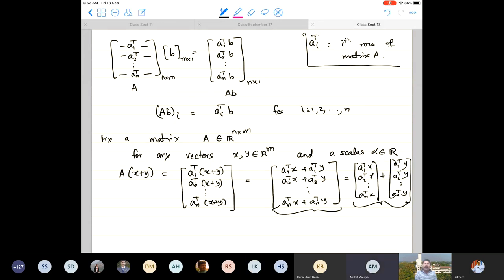Addition of two vectors. Correct. It is addition of two vectors. And this I will write down as Ax plus Ay. Why can I write it down as Ax plus Ay? Because that's the way we define matrix vector multiplication. So A of x plus y is equal to Ax plus Ay, and A of alpha x is alpha times Ax. Now if I say this, I think you can verify yourself why this property holds true.